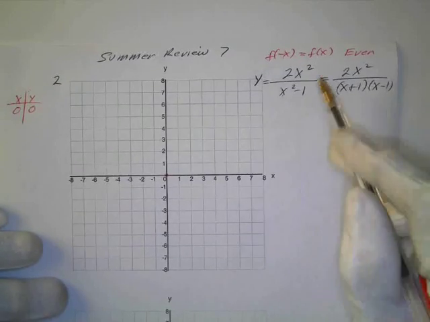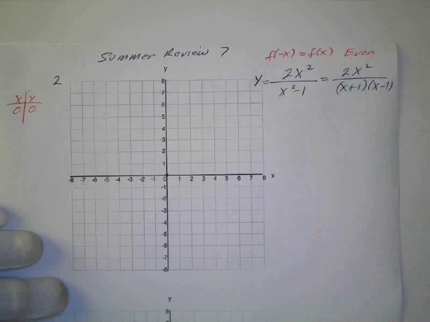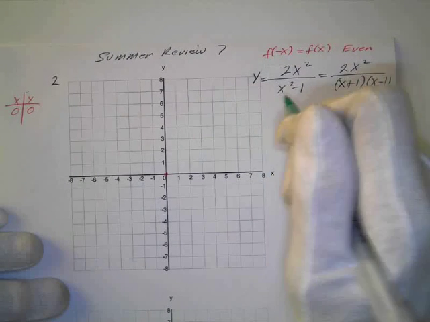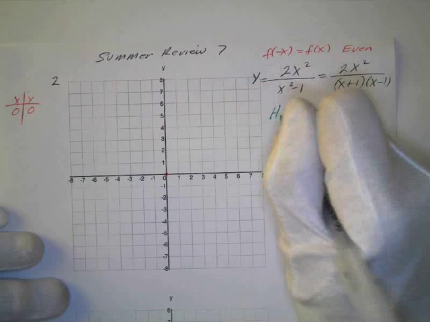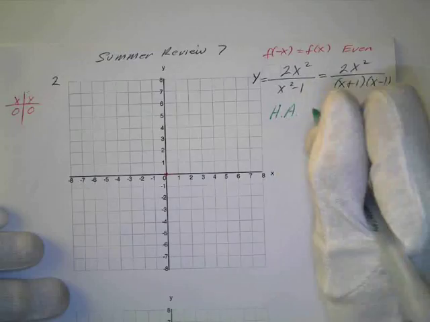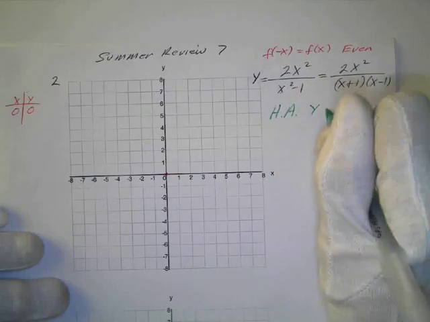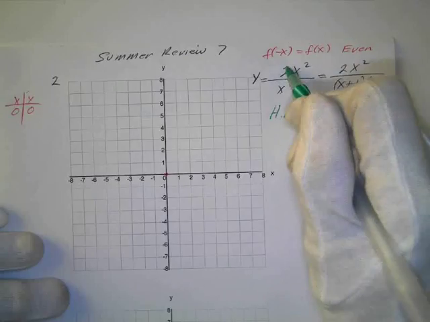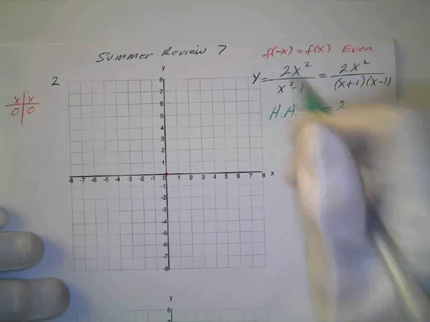Okay, so look at the degree of the top and the degree of the bottom. They're the same. That means I have a horizontal asymptote at y equals, and what's the ratio of 2 over 1? Just 2. 2 to 1.